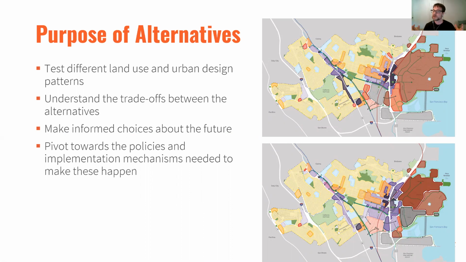We've created a series of different land use alternatives to really understand the trade-offs between different big policy questions. Where do we place residential in the future? What are the different types of commercial uses we'd like to see, and in what locations in the future of the city? These alternatives really help us to make informed choices about the future. And once we've established the preferred direction and alternative for the future, we can start to think about what are the specific policies and implementation mechanisms needed to make those alternatives happen.